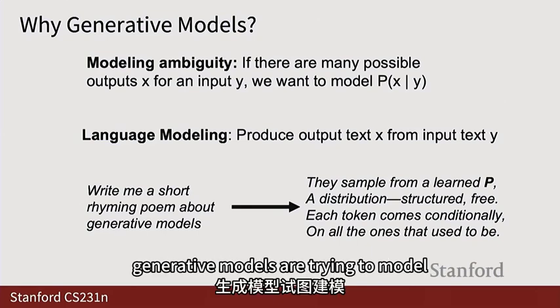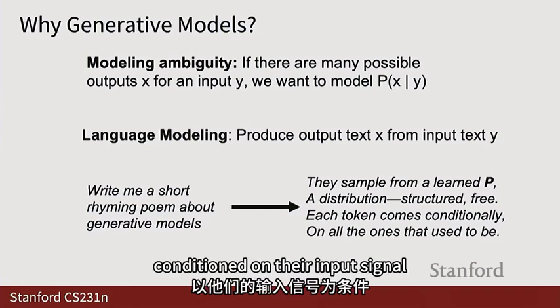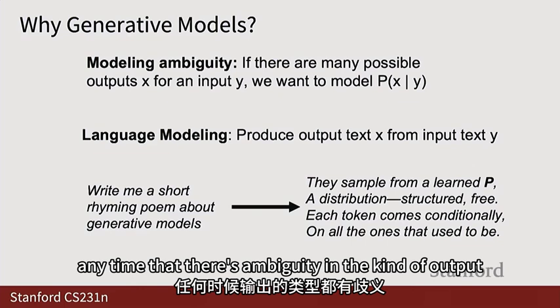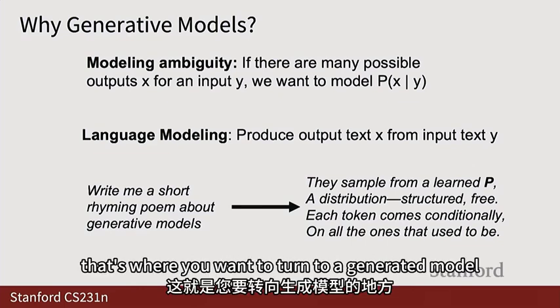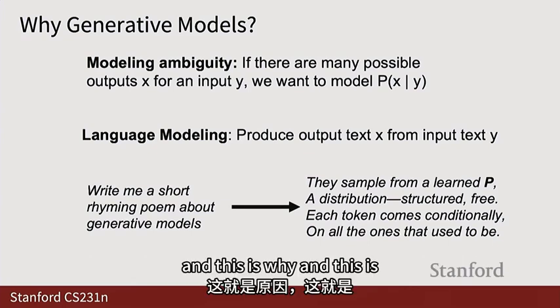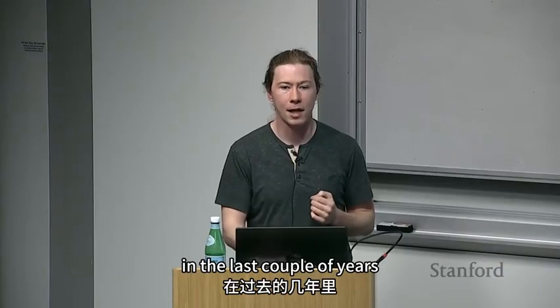And that's exactly what generative models are trying to model. They model a whole distribution of outputs conditioned on their input signal. So anytime that there's ambiguity in the kind of output that you want the model to produce, conditioned on the input, that's where you want to turn to a generative model. We'll see a couple examples of where this has gotten used a lot in the last couple of years.